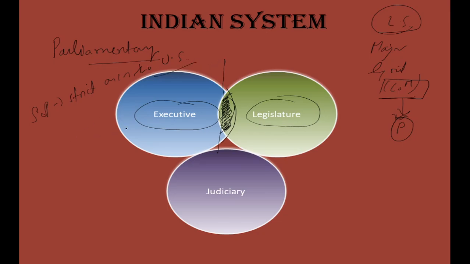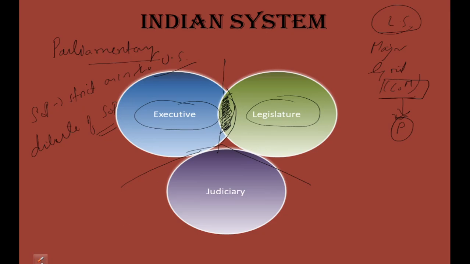It is definitely not watertight. It is not even as strict as in the US. So India follows a very dilute form of separation of power. Here the judiciary is independent from the executive and legislature, but the executive and legislature are somewhat overlapping, and hence the separation of power between them is a little lackluster. So we follow a loose version of separation of power.